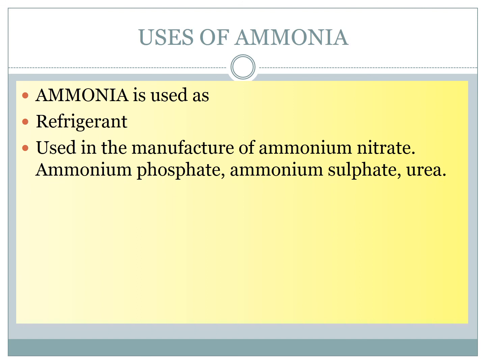What are the uses of ammonia? The main use of ammonia is as a refrigerant. It is also important for preparing a variety of fertilizers: ammonium nitrate, ammonium phosphate, ammonium sulfate and urea.